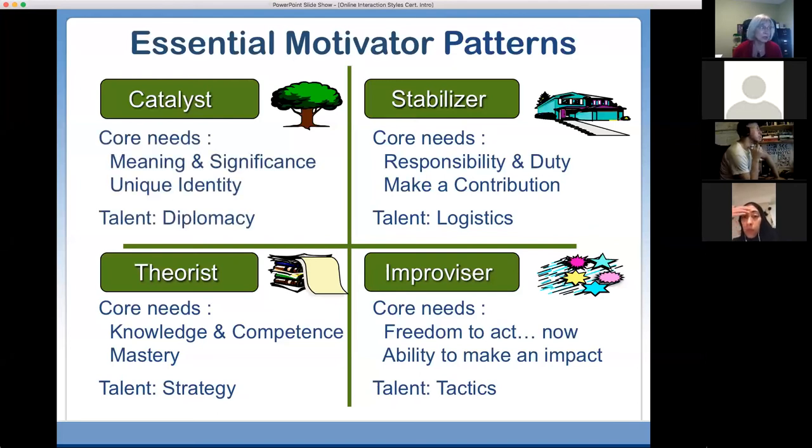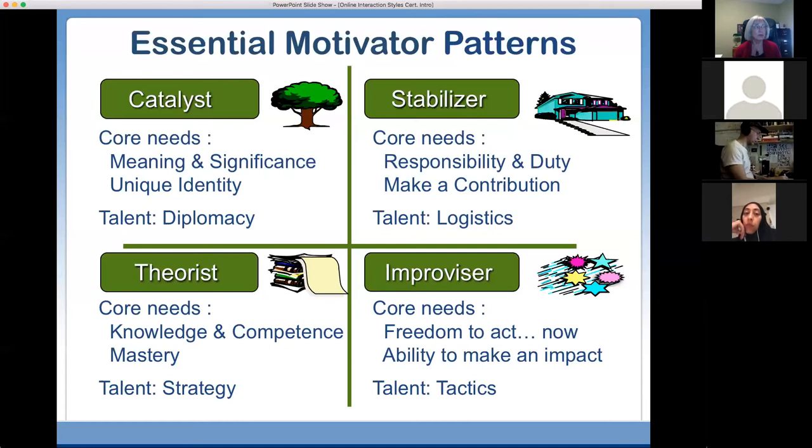And the catalyst core needs are deep meaning and significance and unique identity. And the sense that out of this meaning and significance comes a sense of purpose. I think we're in a time where catalysts kind of have an edge on helping people figure out their purpose. And the talent is for diplomacy. And diplomacy is not the political sense, but communicating in a way that gets at resolving deeper issues or putting things in a way that people will really understand. So that's the talent for the catalyst, and I'm in awe of those with diplomatic talent as well.